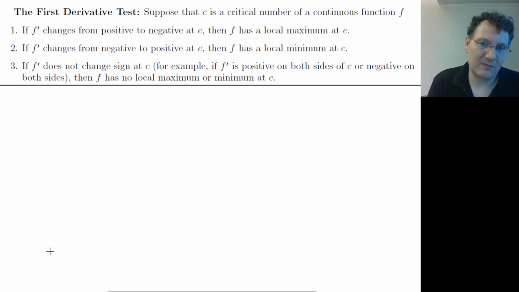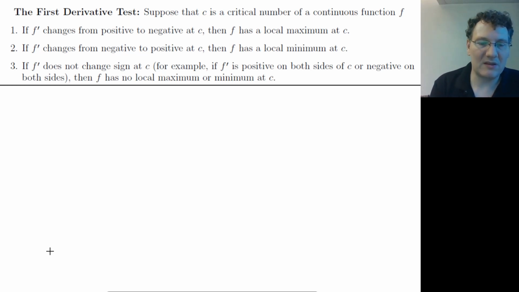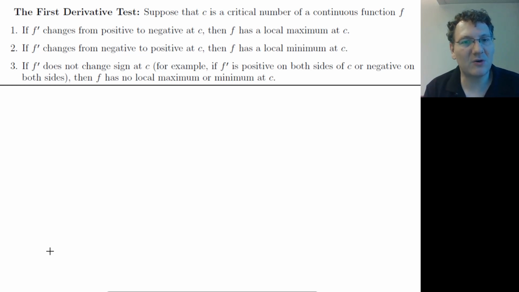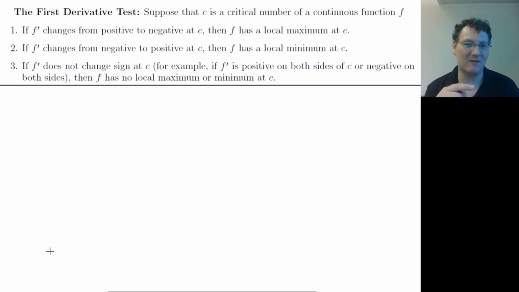It's neither. That happens sometimes. An example of that would be the cubic function x to the third. The first derivative is going to be 0 at x equals 0, but you'd see that actually the first derivative is going to be positive on either side of that.